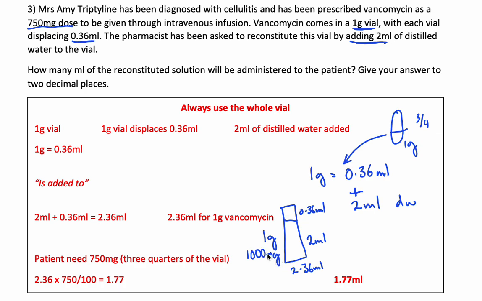How much are we expected to give the patient? Well, we've been asked to give 750 milligrams. So what we would do is only give 3/4 of the solution to give that 750 milligrams. So 2.36 times 3/4 is 1.77 in 2 decimal places. And that gives us the final answer.